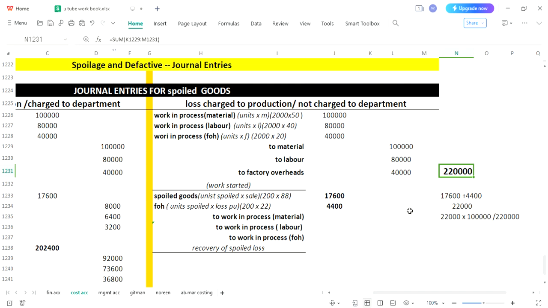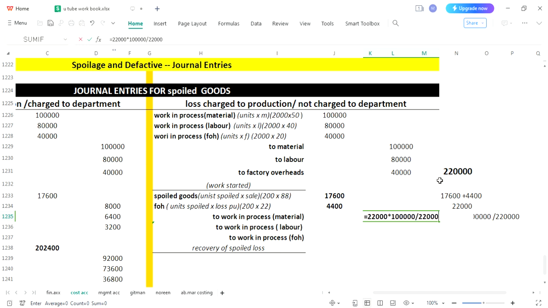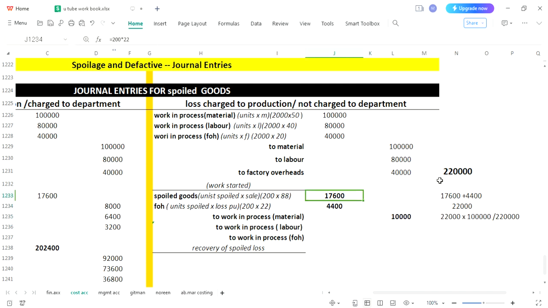So again, let's read it again. The sum of these two amounts was 22,000 and you needed to multiply it with the individual amount 1 lakh and divide by the sum of these three amounts, 220,000. I was checking the zeros. So the first amount we have calculated. In the same way, we will be calculating the amount for work in process labor as well.